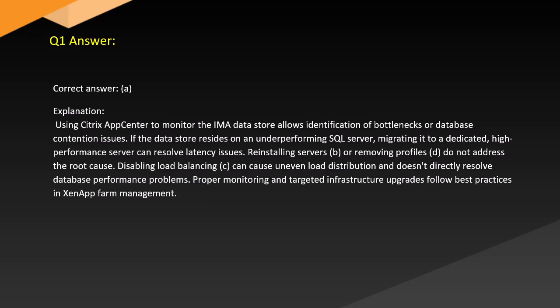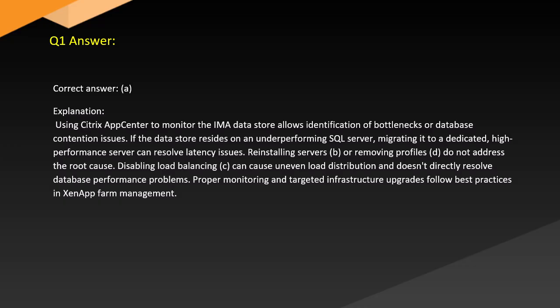Answer. Correct answer: A. Explanation. Using Citrix App Center to monitor the IMA data store allows identification of bottlenecks or database contention issues. If the data store resides on an underperforming SQL server, migrating it to a dedicated, high-performance server can resolve latency issues. Reinstalling servers, B, or removing profiles, D, do not address the root cause.